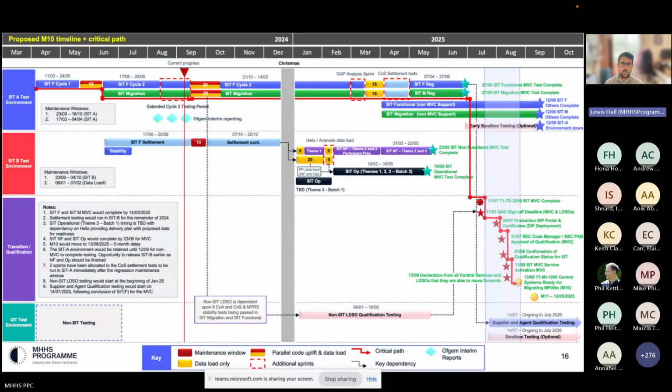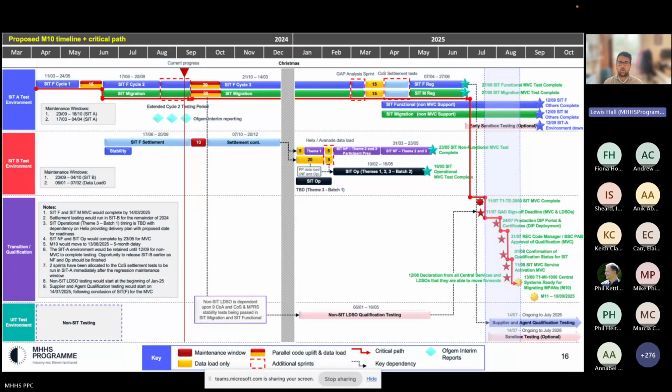The key message and the key headline is that we're proposing a 5-month delay to M10, and therefore an extension of testing in SIT functional and SIT migration by 5 months. So SIT functional and SIT migration would now be scheduled to finish on the 27th of July, which is 6 months after it was originally scheduled to finish, and that's because we've got an additional month, which I'll touch on shortly, for settlement testing in SIT A as well, that you'll see in that top swim lane in the turquoise or light blue box.